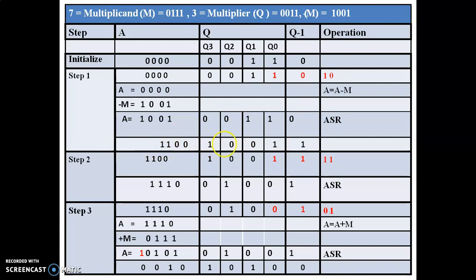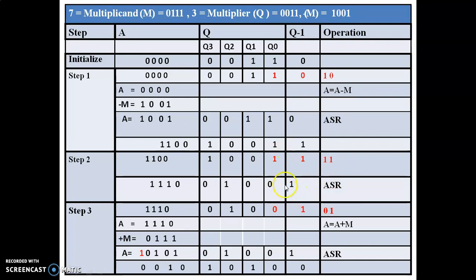So see, as it is, we will write here 1100 in the accumulator, 1001 here, and this q minus 1 is now 1. We have written here 1. So when q0 and q minus 1 have the value 1 1, we have to only perform arithmetic shift right. That means we have to only shift the position to the right by 1 place.